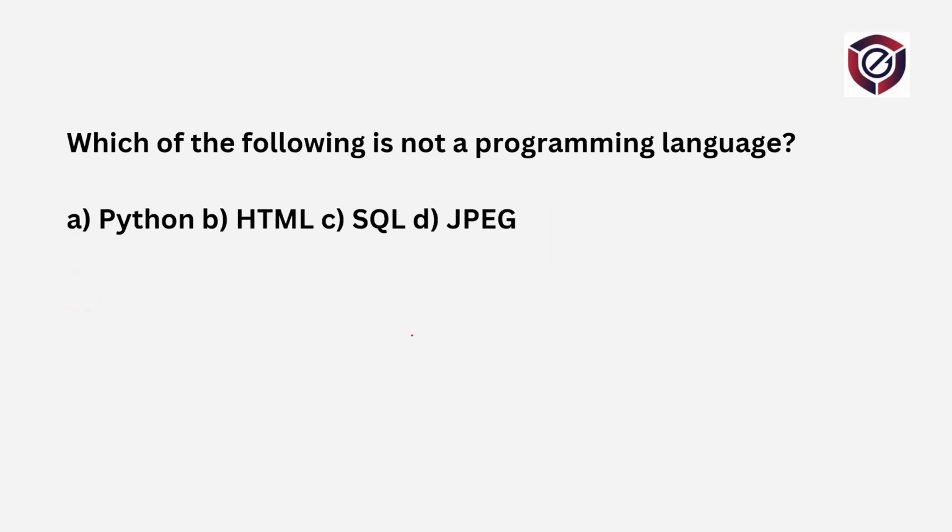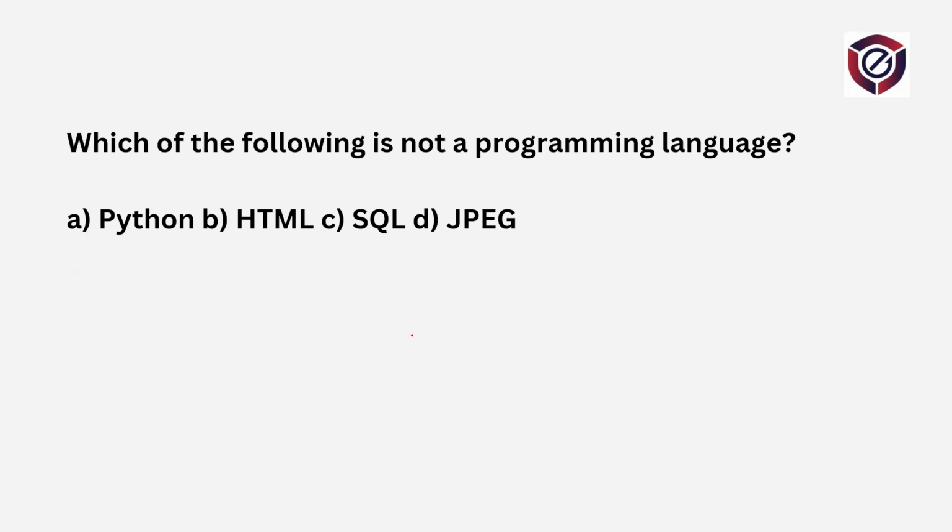The next question over here is which of the following is not a programming language? Given four options, you need to find the option which is not a programming language. The options are Python, HTML, SQL, and JPEG. We all know that Python is a programming language that we use for writing programs for data structures, algorithms, machine learning, networking, or game development. In all kinds we are using Python, so it is one of the programming languages.